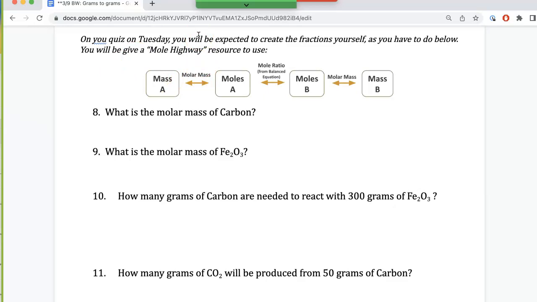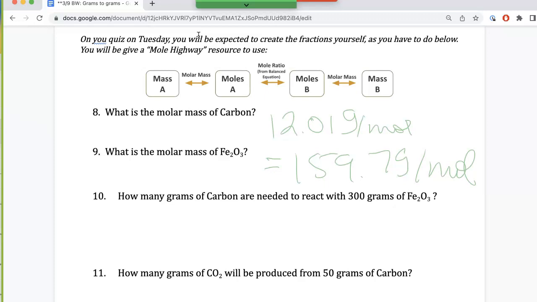So for this next one, I need to find the molar mass of carbon, 12.01 grams per mole. Next, I find the molar mass for iron oxide, so I do 2 times 55.85 plus 3 oxygen, so 3 times 16, to get 159.7 grams per mole.